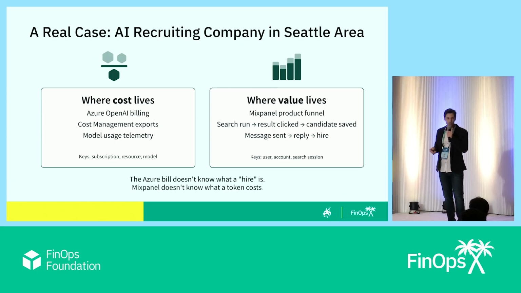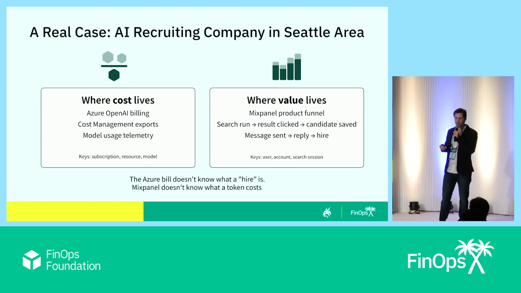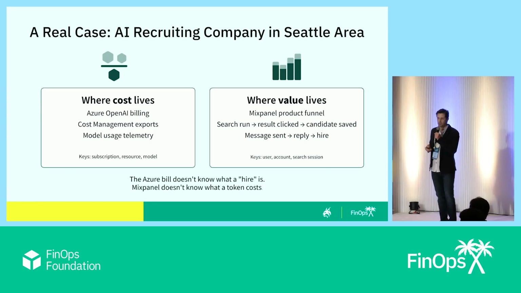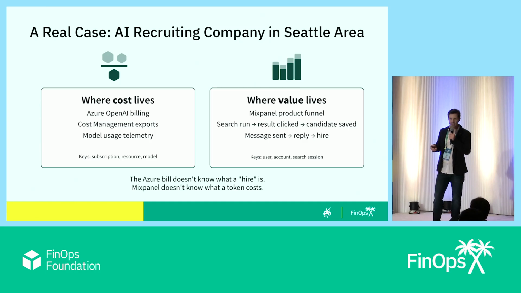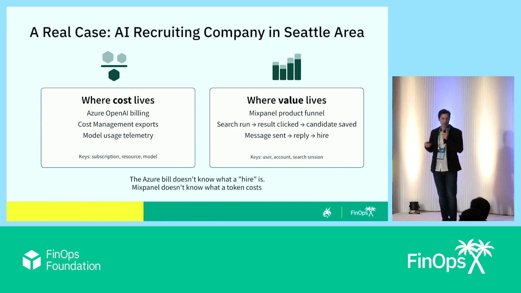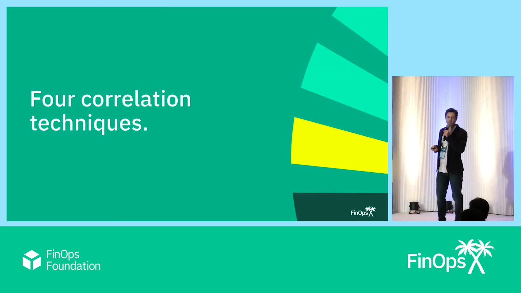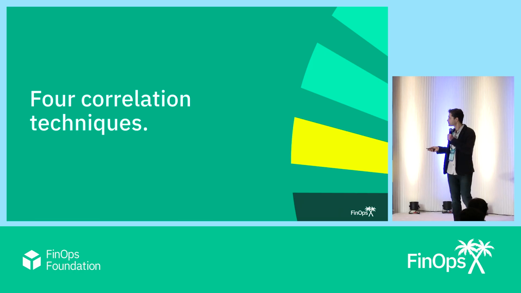Last year, through most of 2025, their developer teams were shipping AI features liberally. And their leadership started to ask, how many more hires are we getting for all this AI spend? And they're also asking, if we switch to a cheaper model, how does that affect our conversions? So we helped them address these questions systematically with 4 techniques that I'm going to show you next.